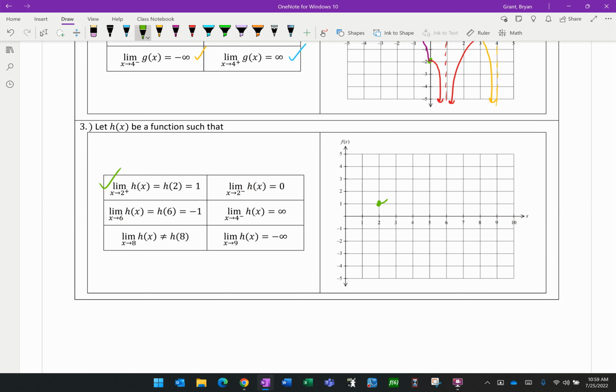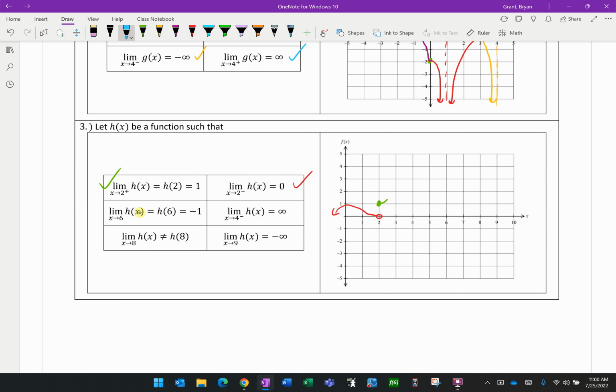The limit as we approach 2 from the left side is 0. So as we approach from the left side over here, we better be getting closer to 0. We need an open circle there. Two closed circles would not make a function, or make this not a function. That would be bad. And now we move on to our third one.